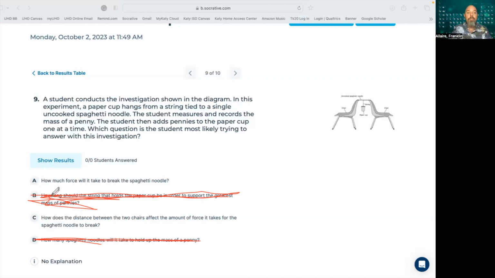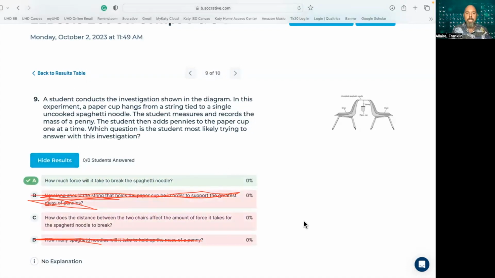So we're left with a 50-50 shot of how much force will it take to break the spaghetti noodle, or how does the distance between the two chairs affect the amount of force it takes for the spaghetti noodle to break. And the more correct answer in this case is going to be the letter A, because even though, yes, the distance between the chairs is going to have an effect on it, there's nothing mentioned in the problem about the chairs being movable or mobile, or a measurement of the distance between the chairs. So that leads us to believe that A is the most correct answer here.